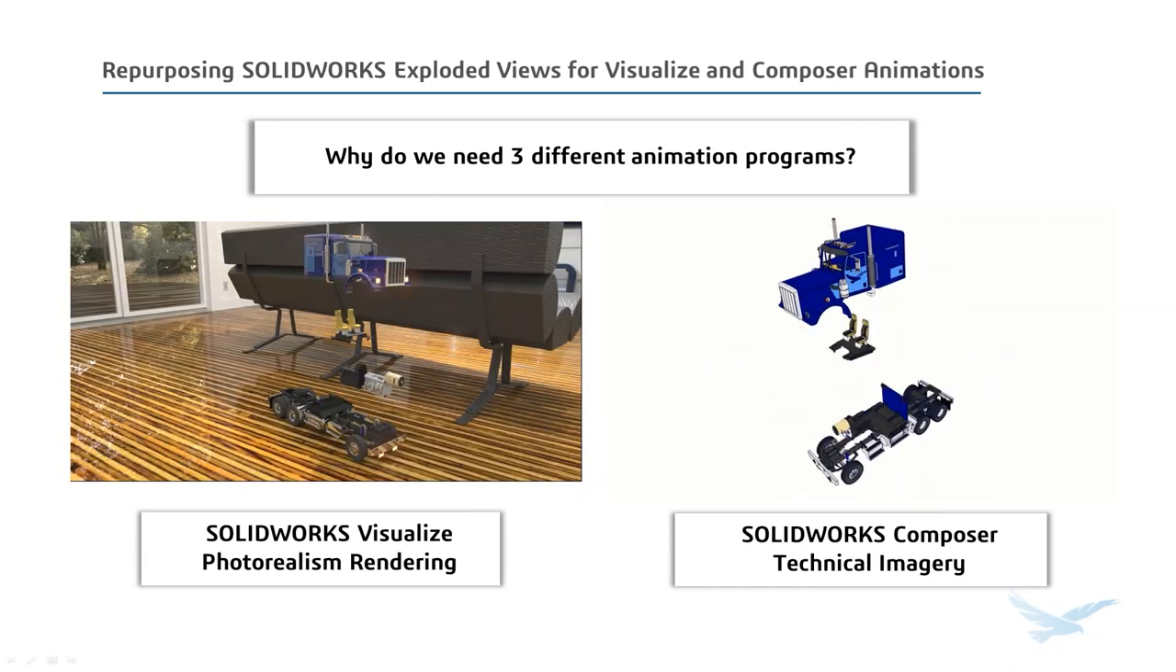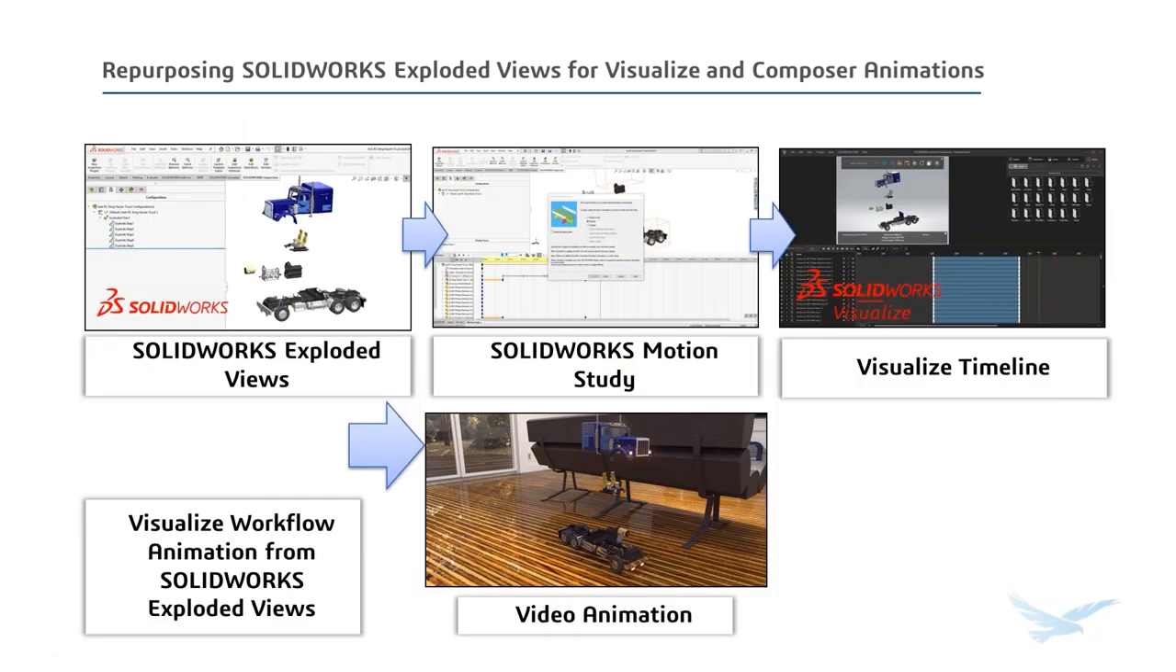Okay, let's go on to the first step of the process here. So what I'm going to do is pull up SOLIDWORKS. Within SOLIDWORKS, I'm going to go through and create that step-by-step exploded view. And then we're going to take, it's actually a series of views. It's called an exploded view. It's a set of views. And we're going to take that, bring it into the SOLIDWORKS motion study via the animation wizard, and then take that animation, bring it into SOLIDWORKS Visualize Professional.